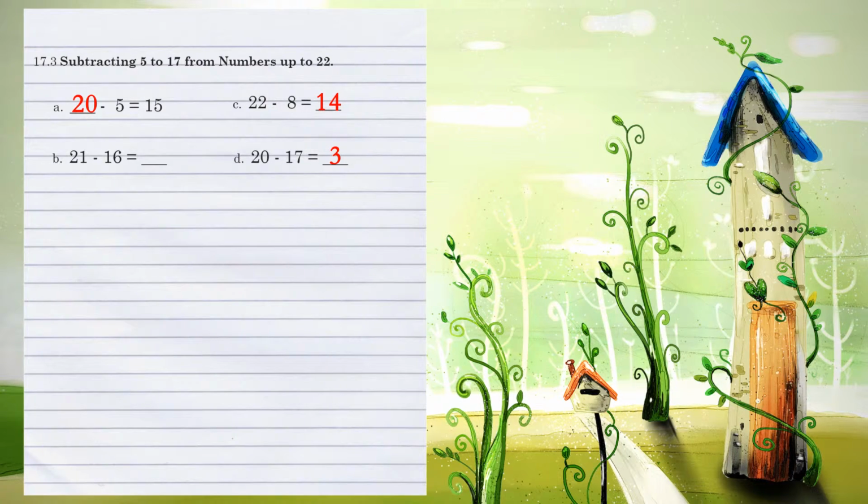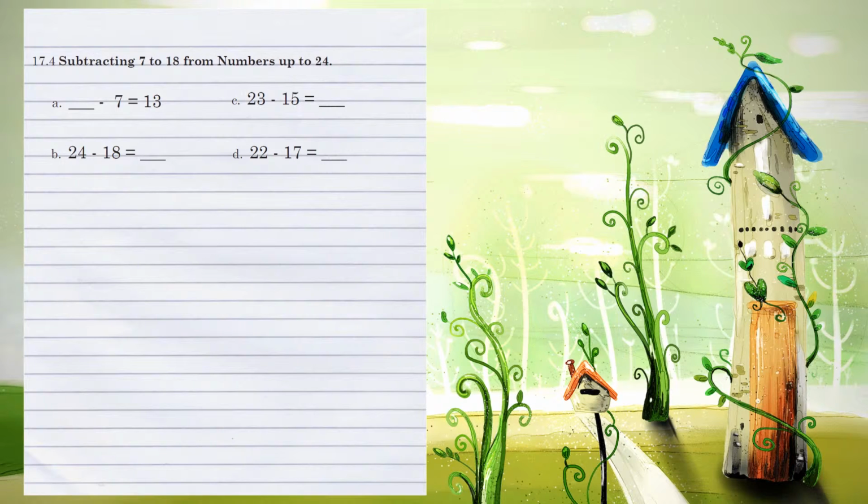Example B, 21 minus 16. If we look at the ones position, we can't take 6 from 1. So here we're going to borrow, make the 2 a 1, and take that borrowed 1 and make the 1 an 11. 11 minus 6 is now 5. 1 minus 1 is 0, so we end off with an answer of 5.